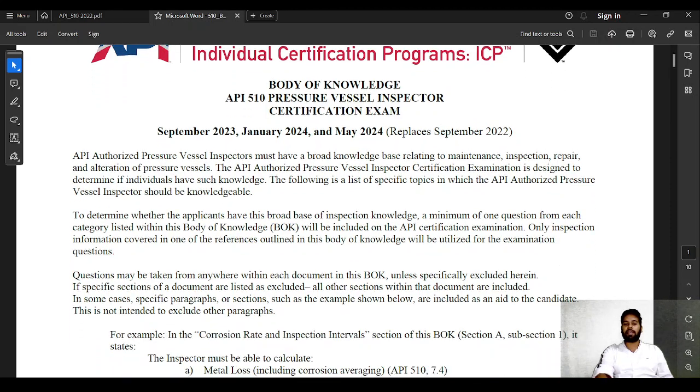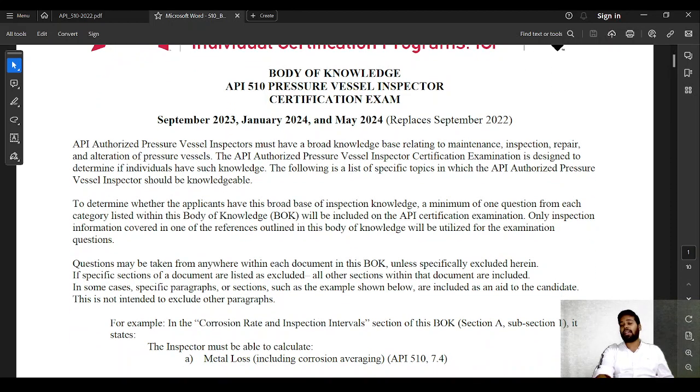Obviously, this is for pressure vessels, so most of the things are going to be related towards pressure vessels. Obviously, we understand this, that API ICP examinations generally govern the in-service inspection of this equipment. That means this would not be used for newer constructions, but if the equipment is already in service, then API 510 would take a front seat in repair, alteration, or inspection of pressure vessels.